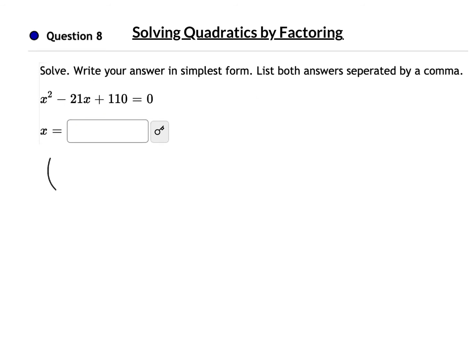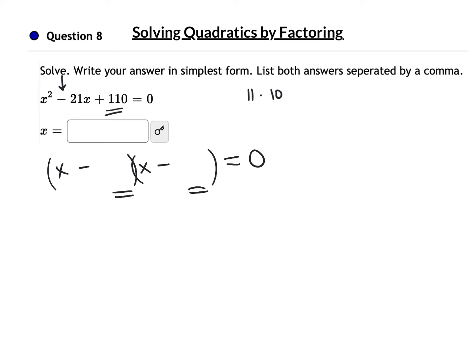Question 8. Let's factor that. Standard form polynomial, quadratic. This number times this number makes positive 110. So it's either got to be a positive times a positive or a negative times a negative. The middle is a negative, so that means my two signs are negatives. I need two numbers that multiply to 110 but add to 21. I think it's 11 times 10.